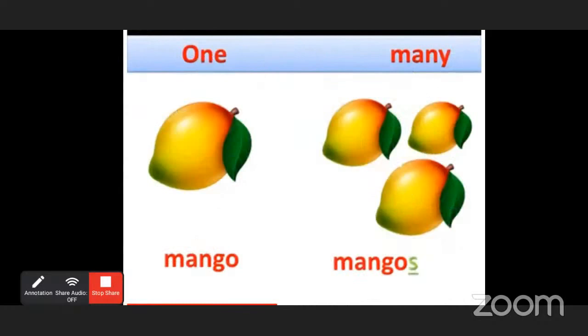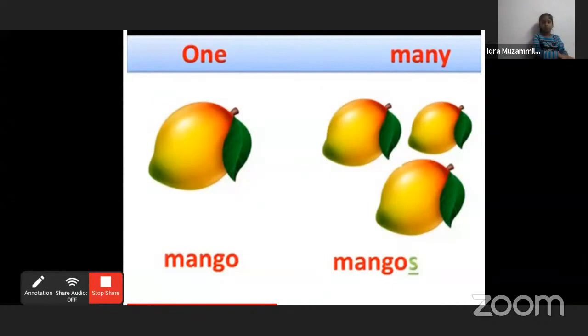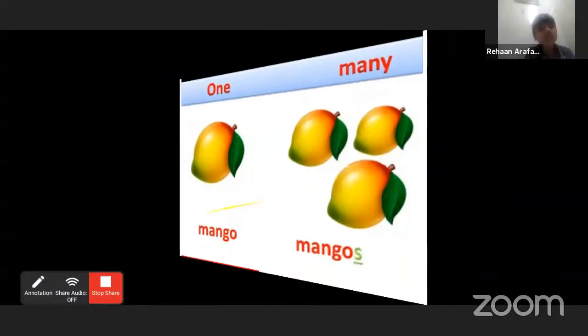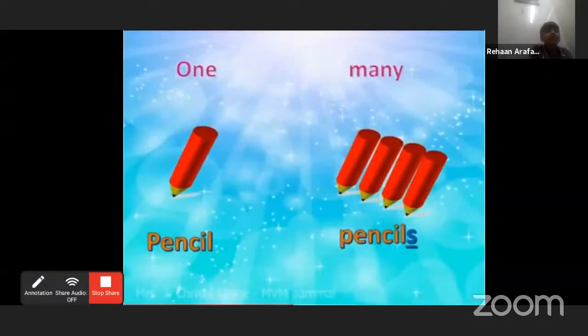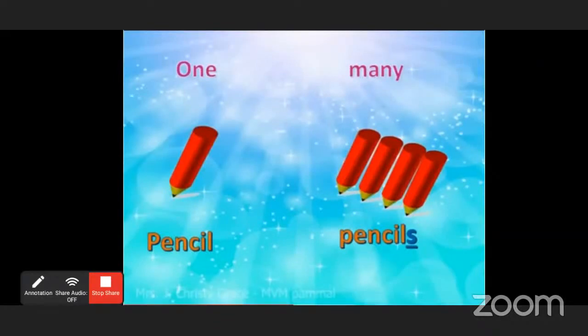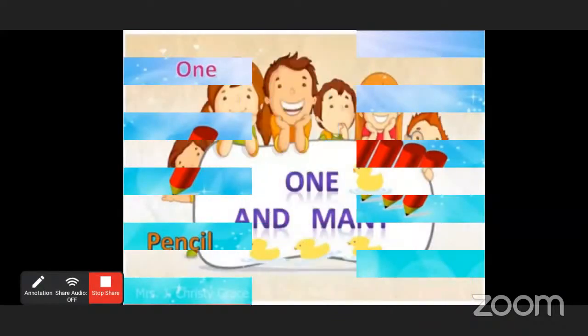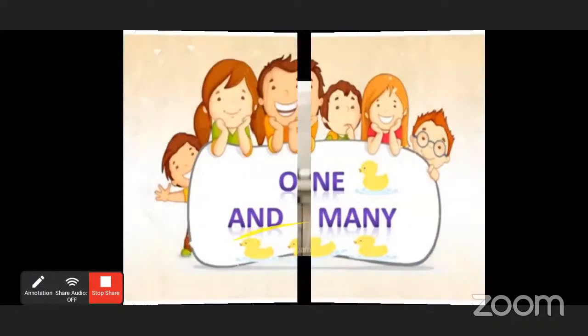Now, one mango, many mangoes. We add s in many. Yes. Okay, now we take one example of pencil. One pencil, many pencils. We added s. One pencil, many pencils. Okay. Now this is our topic one and many.